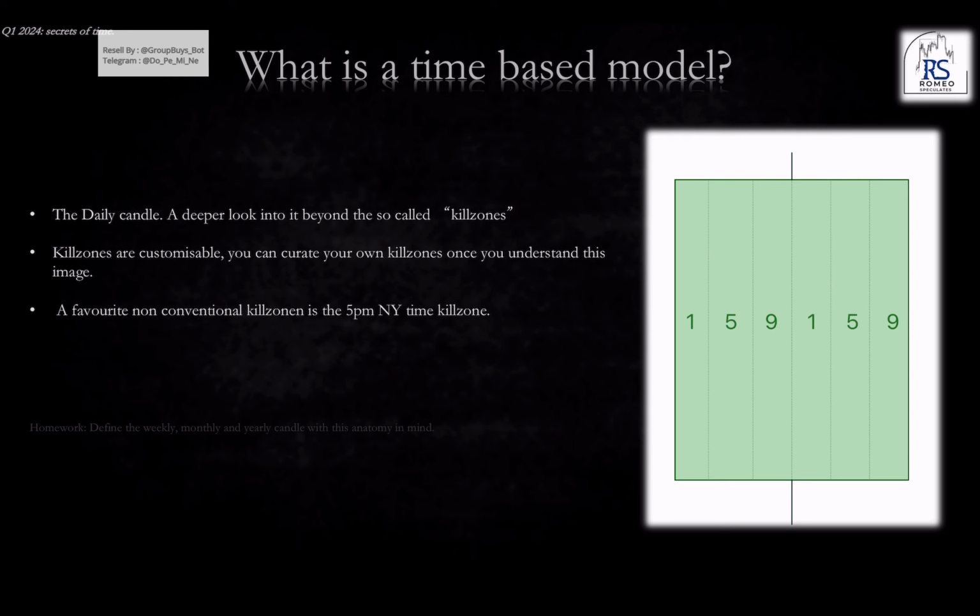This is a look at the daily candle beyond the so-called kill zones. The daily candle has 6 4-hour candles, hence the importance of the numbers 159, 159. This is something I've hinted at before, and I've spoken about in the previous private group, which was level 2, Time and Turtle Soup, which you can find on the website, link in the Twitter bio.